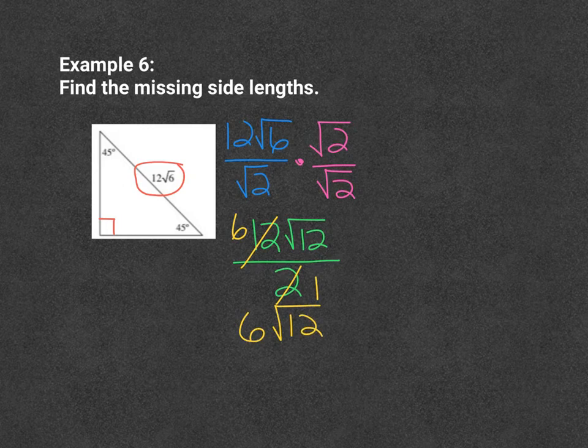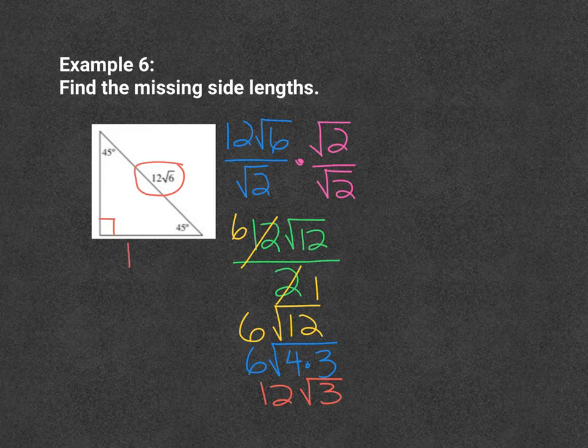However, I can break up the 12, so it'll be 6 times the square root of 4 times 3. I know that 4 is a perfect square, so the square root of 4 is 2. So I'm going to take the 2 and multiply it with the 6, which gives me 12, and then root 3, because the 3 stays inside. So that means each of my legs are 12 root 3.